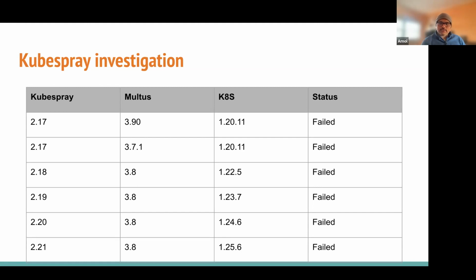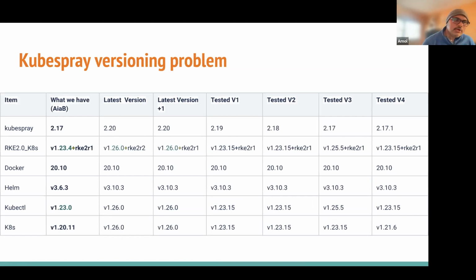I not only tested these 3 combinations, but the whole stack also, for example RKE2, Docker, Helm, kubectl. kubectl is the client from where you can access the Kubernetes cluster. This is the chart where you can see all the tested environments I have tried to run AIB on. The latest version means the current version. This is what we have, 2.17, and this is the latest version, 2.20, regarding Kubespray.